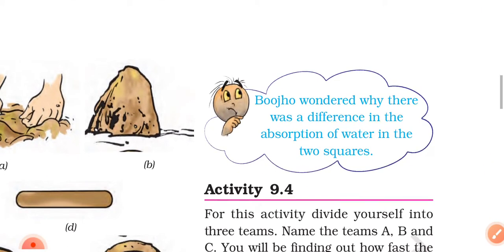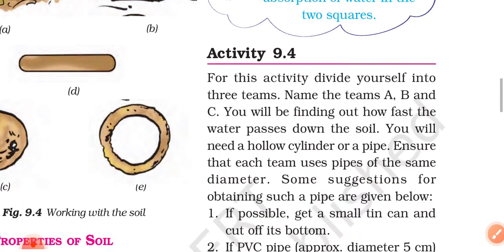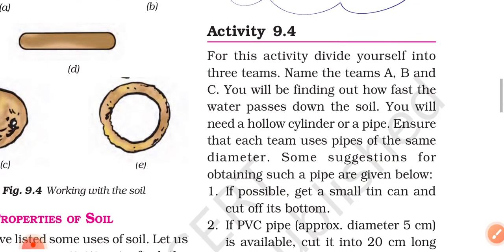Bojo wondered why there was a difference in the absorption of water in the two squares. Activity 9.4. For this activity, divide yourself into three teams. Name the teams A, B and C. You will be finding out how fast the water passes down the soil.